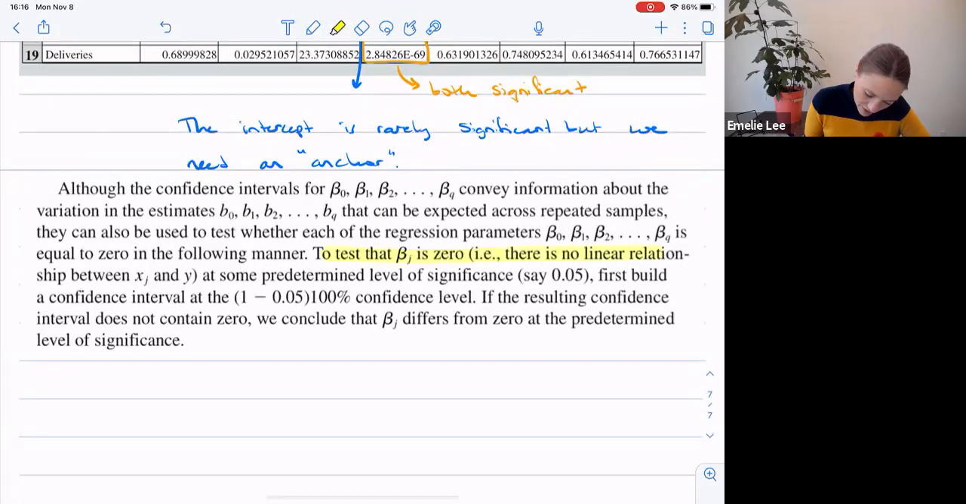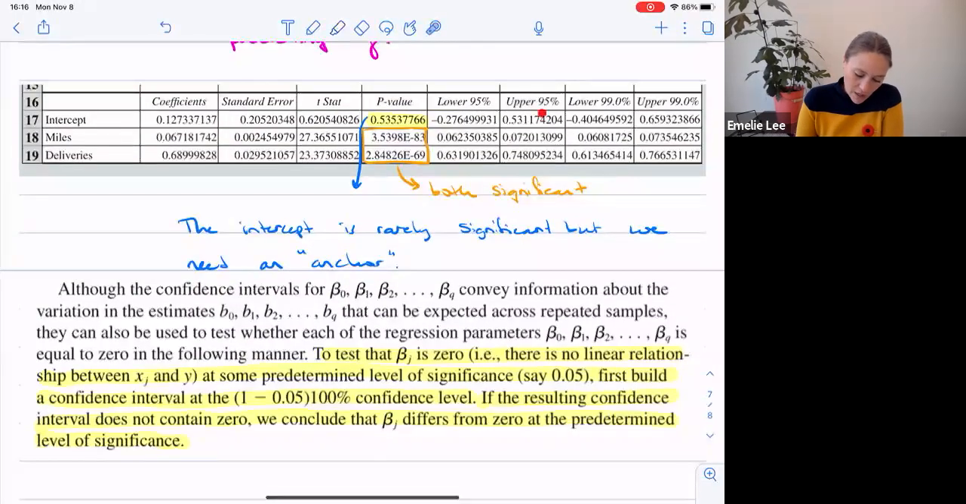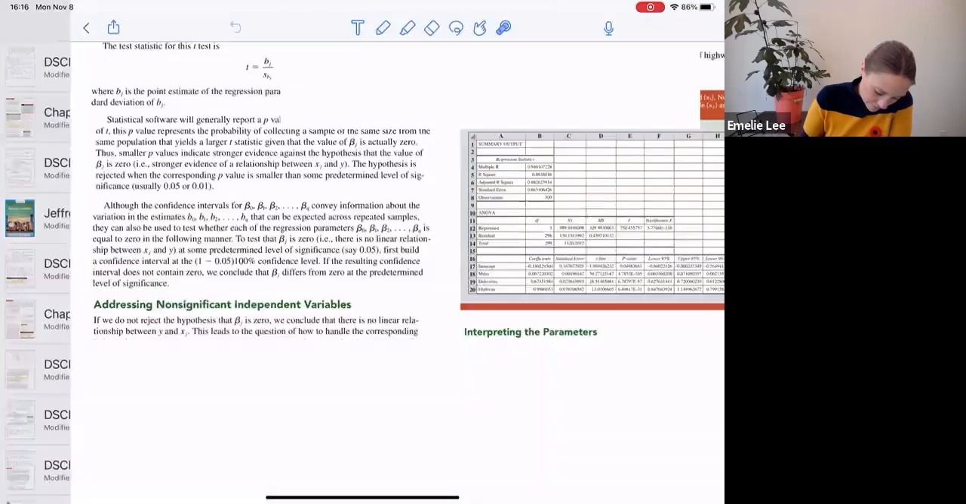So to test if beta j is 0, you can build a confidence interval. And if the resulting confidence interval does not include 0, then we can conclude that beta j differs from 0 at the level of significance that you built the interval at. So the 95% confidence interval is my go-to. And that's at the 5% significance level, which is that 0.05 that I mentioned earlier. Okay.